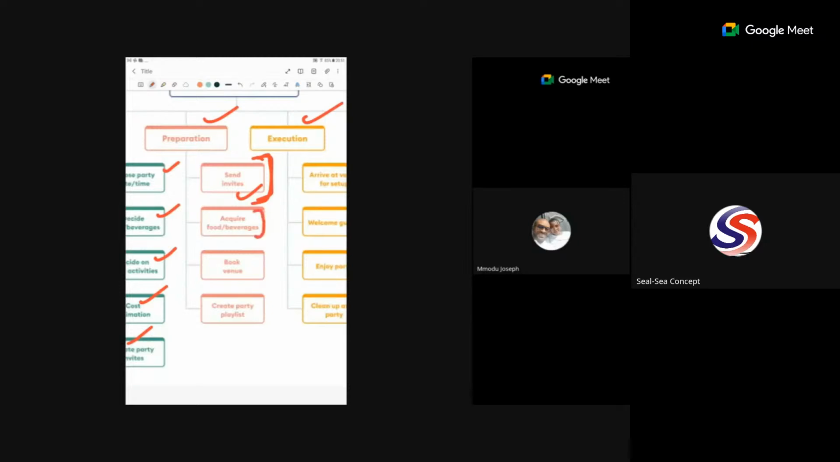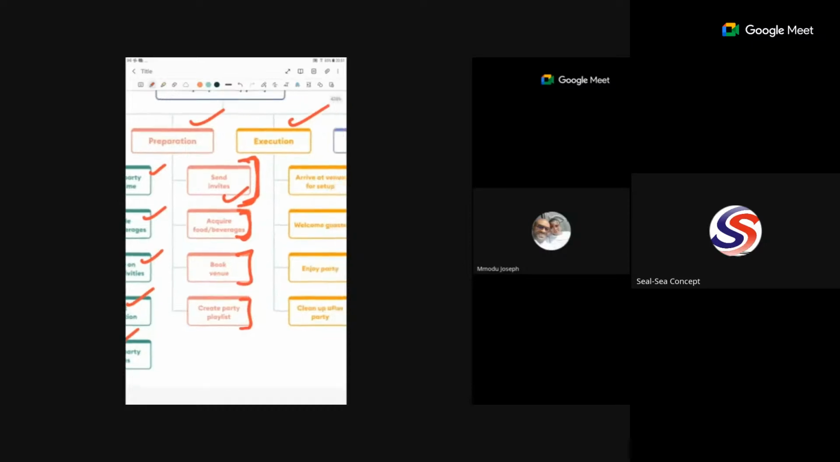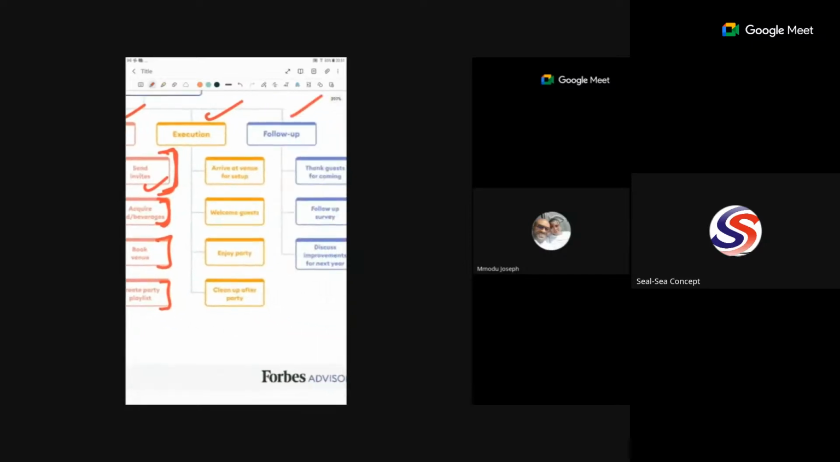Acquire food and beverages. We have known the kind of beverages or the food we want to serve. Are we contracting it out to those people that will actually cook for us that day? Or we need to set up some people among the staff that can take care of that? Which venue are we going to use? Under the preparation is where we now book the venue. Create the party playlist. What kind of music will they play on that particular day? We are having a happy moment. They shouldn't be playing funeral songs.